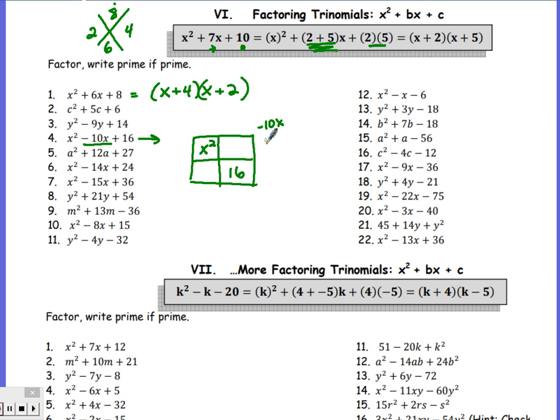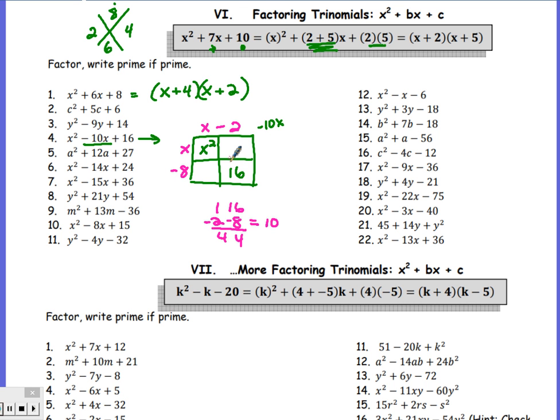So I have to ask myself, okay, what times what gave me x squared? Well, x times x. All right, and what times what gave me 16? So I have some choices, 1 and 16, 2 and 8, 4 and 4. But I need it to add up to negative 10. Which of those is most likely going to get me to 10? Well, I see 8 and 2 add up to 10, but I need it to be negative 10. So in order to get negative 10, both are going to be negative. So negative 2, negative 8.